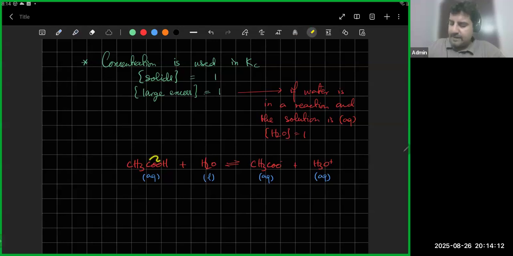There might be a few particles of ethanoic acid, a few particles of ethanoate ions, a few particles of H3O+. But overall, by and large, the whole solution is actually water, right? So that means water is in large excess. For example, if this is 0.1 moles, water might be 5 moles. And let's say this is 0.1 moles and this is also 0.1 moles.